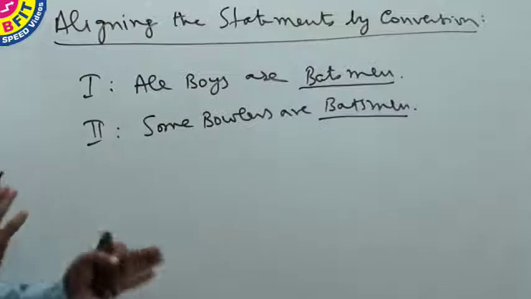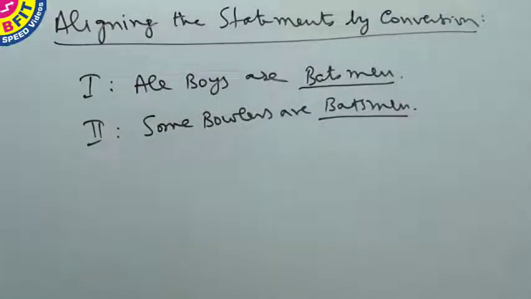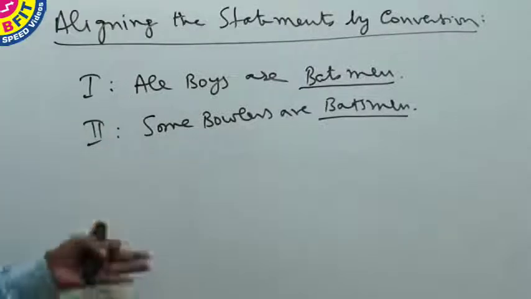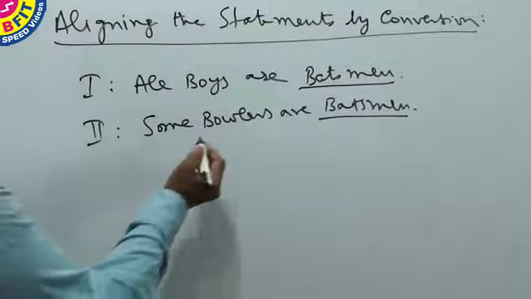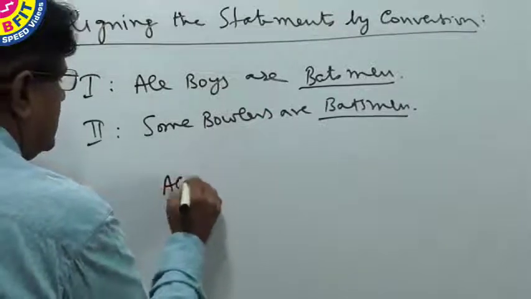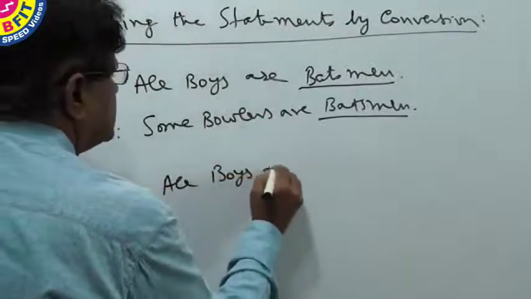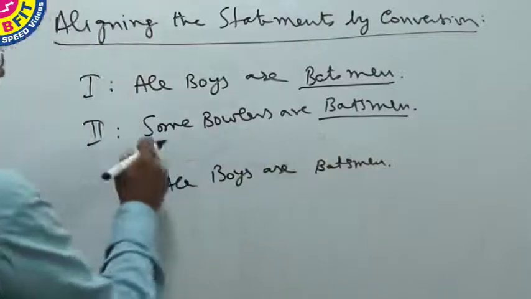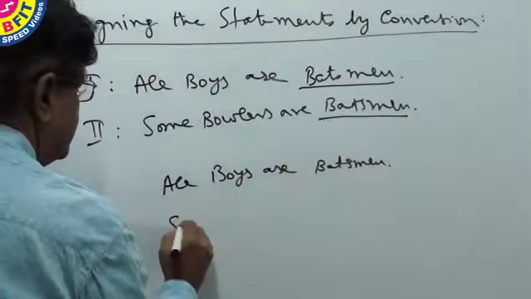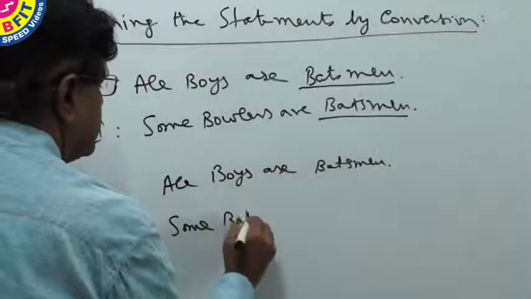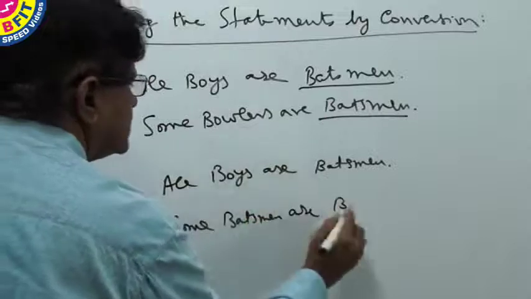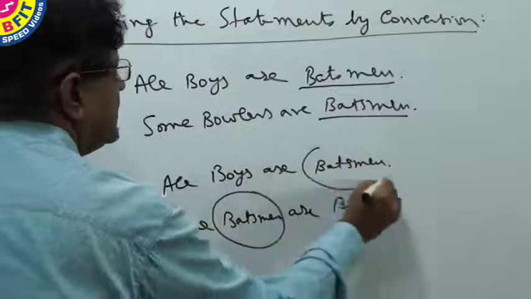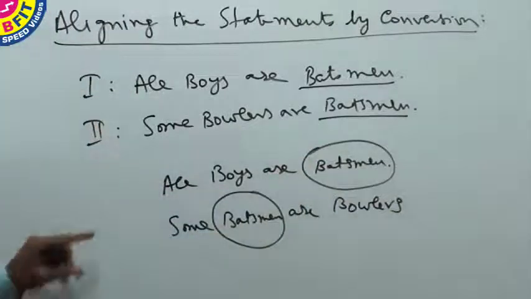Therefore we have to change. All boys are batsmen and some bowlers are batsmen. Now what we can do? We can change this statement. All boys are batsmen. We know this can be converted. Some batsmen are bowlers. Now batsman, here is a batsman, here is a batsman. Now the statements are aligned.